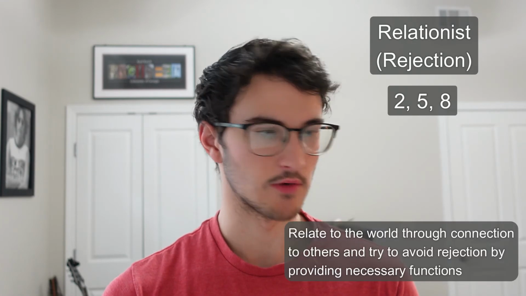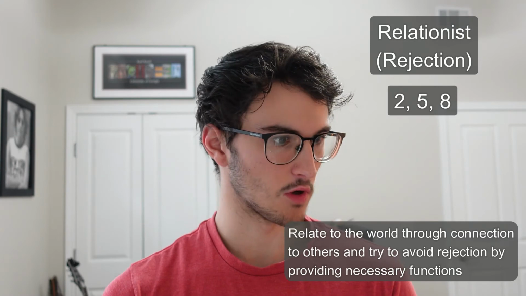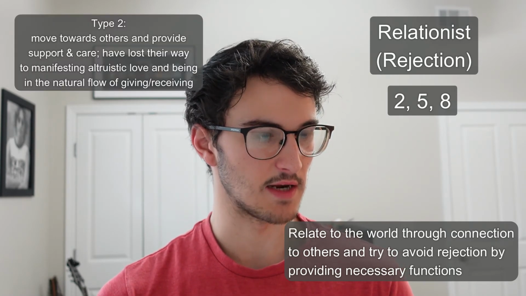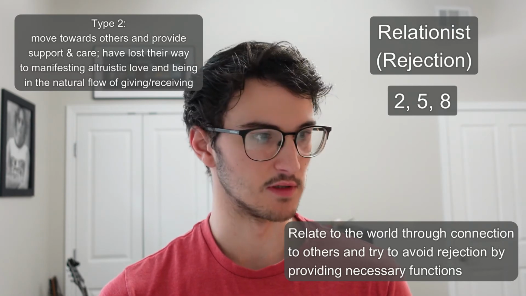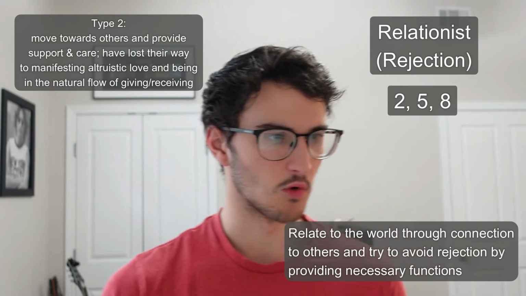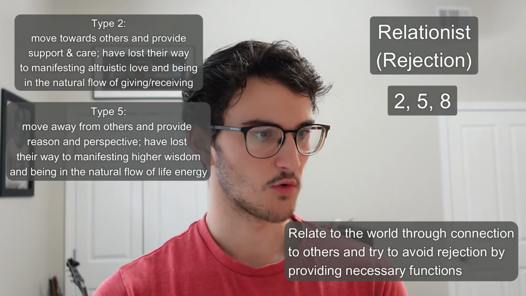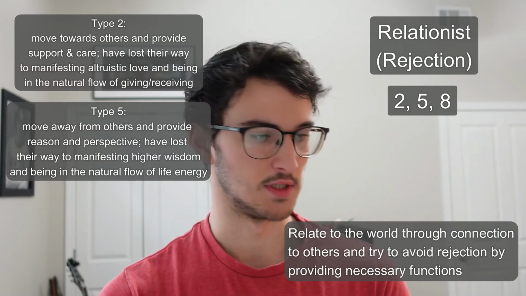The Relationist, or Rejection Group, is comprised of types 2, 5, and 8. They relate to the world through connection to others and try to avoid rejection by providing necessary functions. Type 2 relates to the world by moving towards others and providing support and care, and has lost their way to manifesting altruistic love and being in the natural flow of giving and receiving. Type 5 relates to the world by moving away from others and providing reason and perspective. They have lost their way to manifesting higher wisdom and being in the natural flow of life energy.